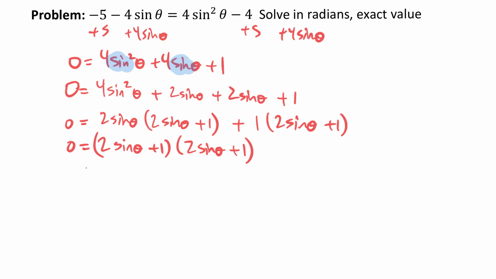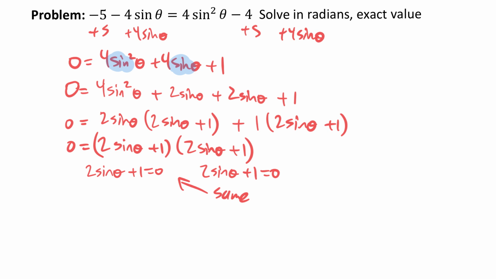From here, we set each one of these little factors equal to 0. So you get 2 sine theta plus 1 equals 0 and 2 sine theta plus 1 equals 0. They're both actually the same as this. So I'll just go ahead and do one of them. We don't have to do both.